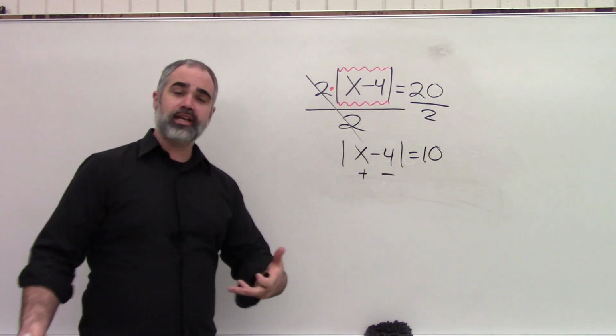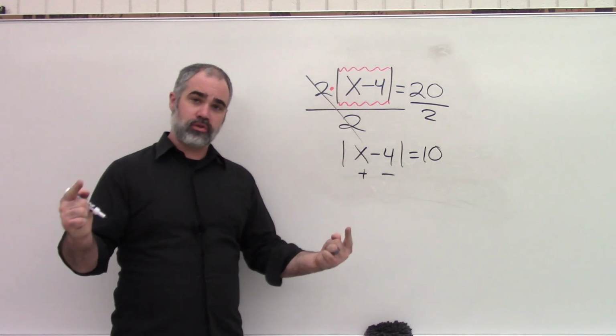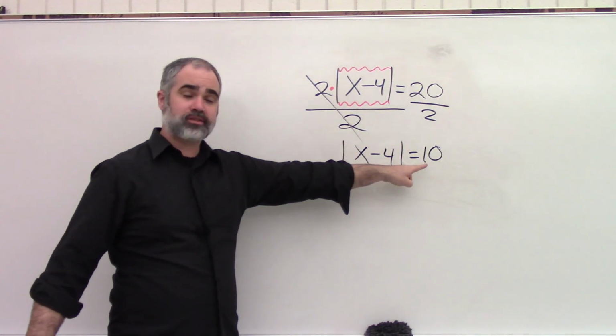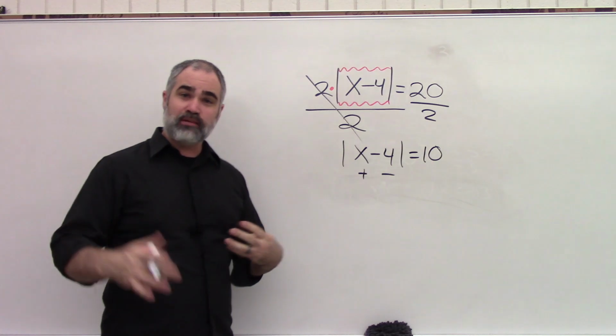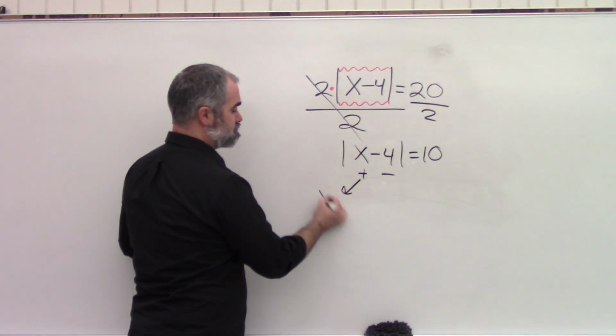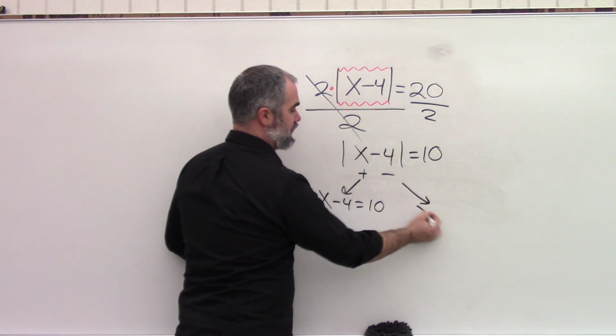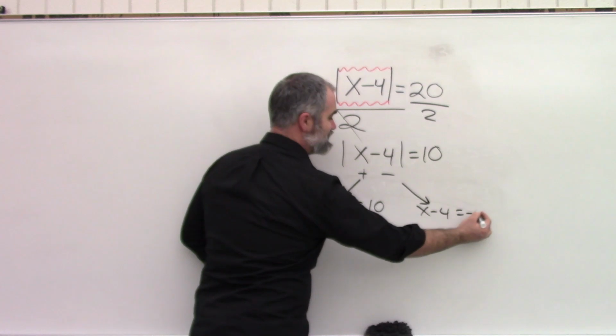So I want you to break it up into 2. Remember, that's what absolute value does. It takes 2 things and makes it one positive possibility. So we're going to do the opposite and break it up into 2 things. We're going to say x minus 4 could have been positive 10, or x minus 4 could have been negative 10.